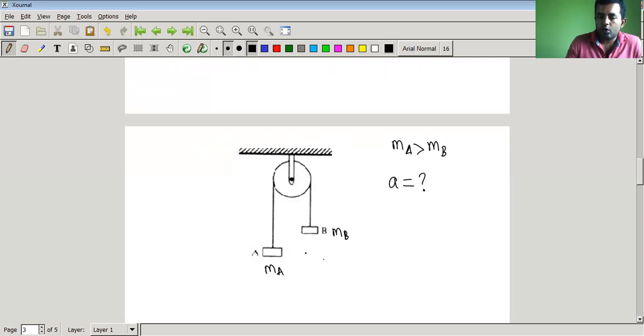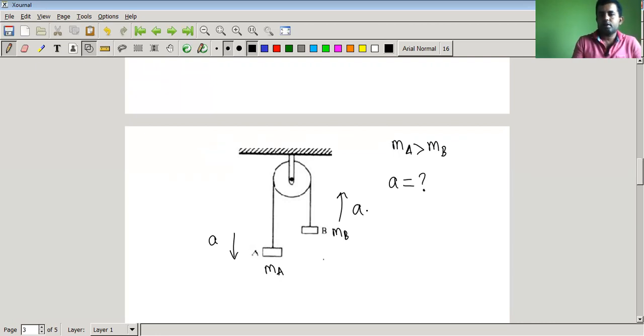Now, we all can agree on this fact that suppose this goes down by some amount x, this will also go up by the same amount x in this direction. The reason is that the string length is constant. So if this goes down by some unit, this has to go up by the same unit. So for that reason, we can conclude that A's acceleration will be downward and B's acceleration will be upward.